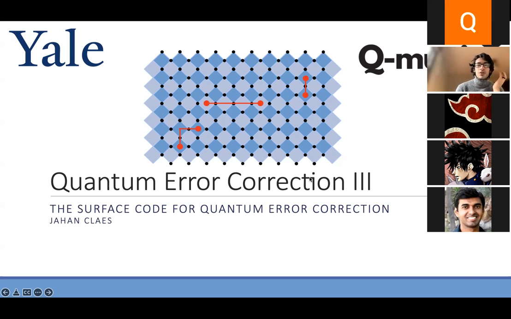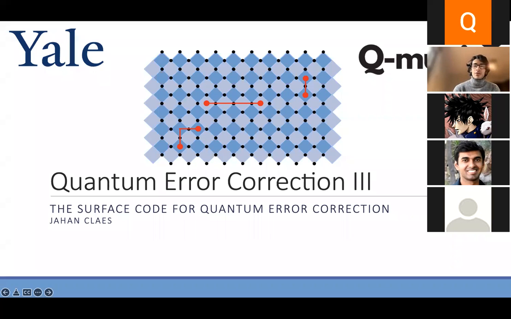Two weeks ago, we saw some examples of how we might need quantum error correction and how errors can totally swamp a computation.